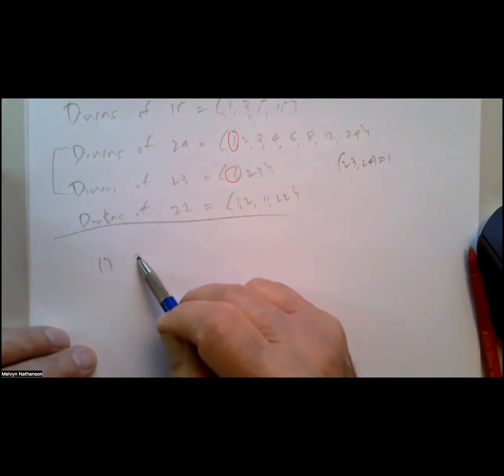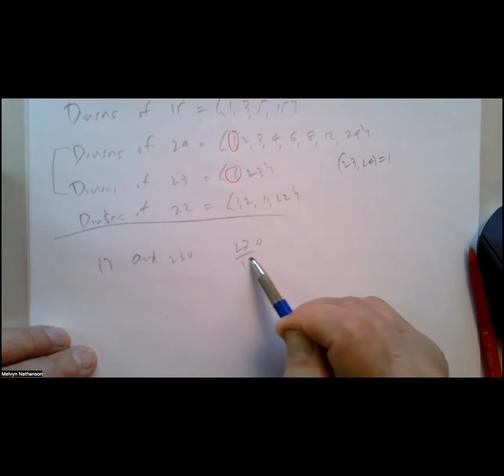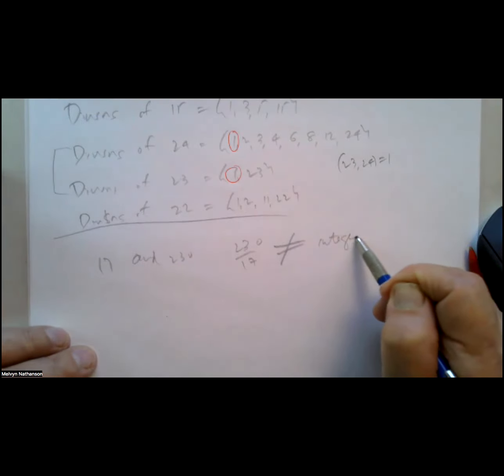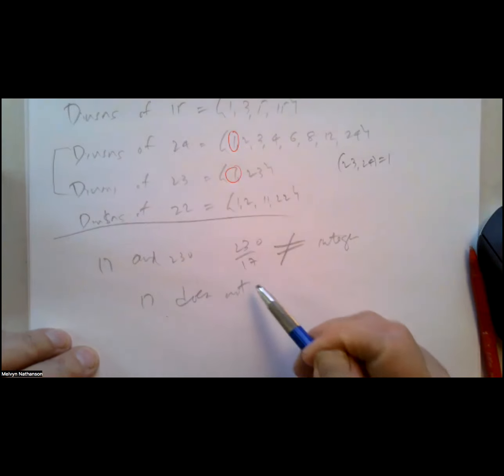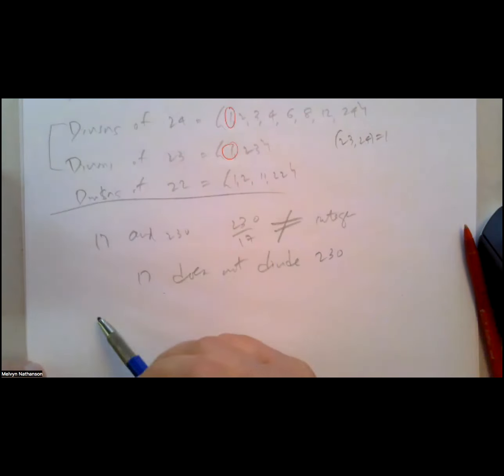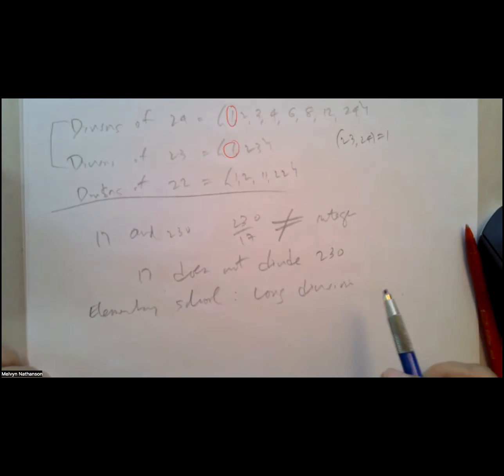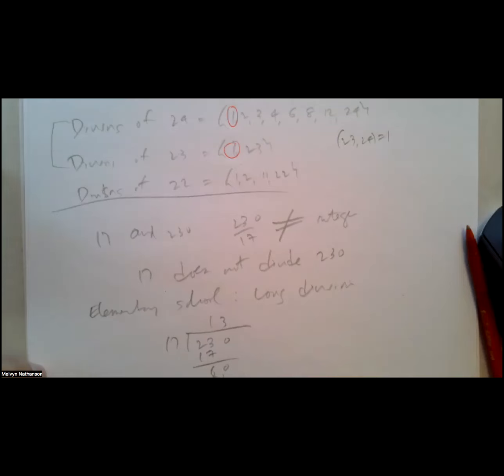Now, if we take the numbers 17 and 230, 230 divided by 17 is not an integer. That is, 17 does not divide 230, right? It doesn't. But in elementary school, you learned long division. People have often forgotten long division when they get to college, but it's important to know it. So let's do long division. Let's divide 17 into 230. So 17 into 23 goes once, then 60. 17 into 60, I think, goes three times. This is 51. This leaves a remainder of 9.